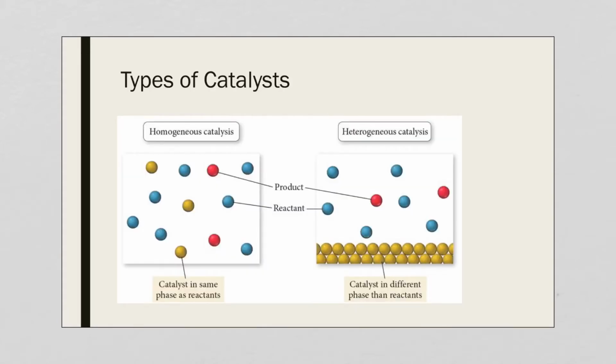So you need some pictorial ideas, right? So this would be homogeneous. Everything is in the same phase. We have a product, we have a reactant, we have our catalyst, in the same phase. Here we have heterogeneous. Our catalyst is down here, typically like a solid, in a different phase. We have our reactant and product molecules up here in gas phase, solution phase, etc. So different phases, same phase.